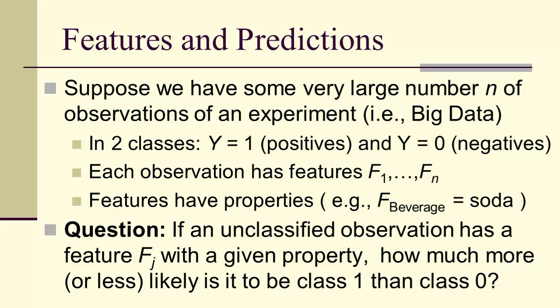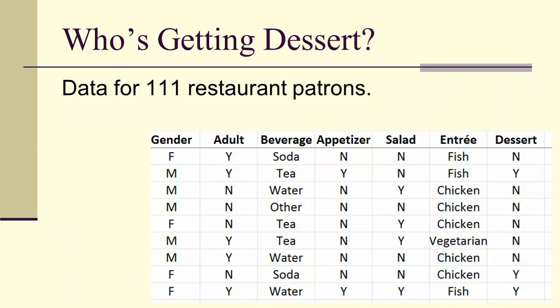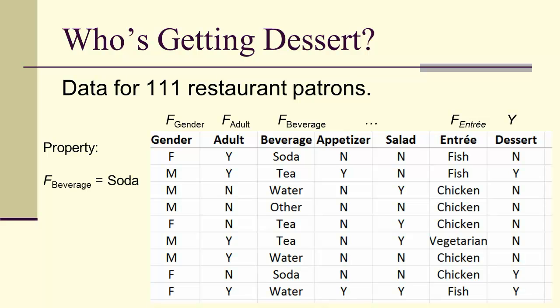Let's look at this question in a little more detail. So for example, let's go back to our who's getting dessert data. So we had data for 111 restaurant patrons. We had features and the properties of those features that we used to try to predict whether or not they would get dessert, our class Y. We'll look at the features subscripted by the names of these categories. And let's look at this property F beverage equals soda, for instance.